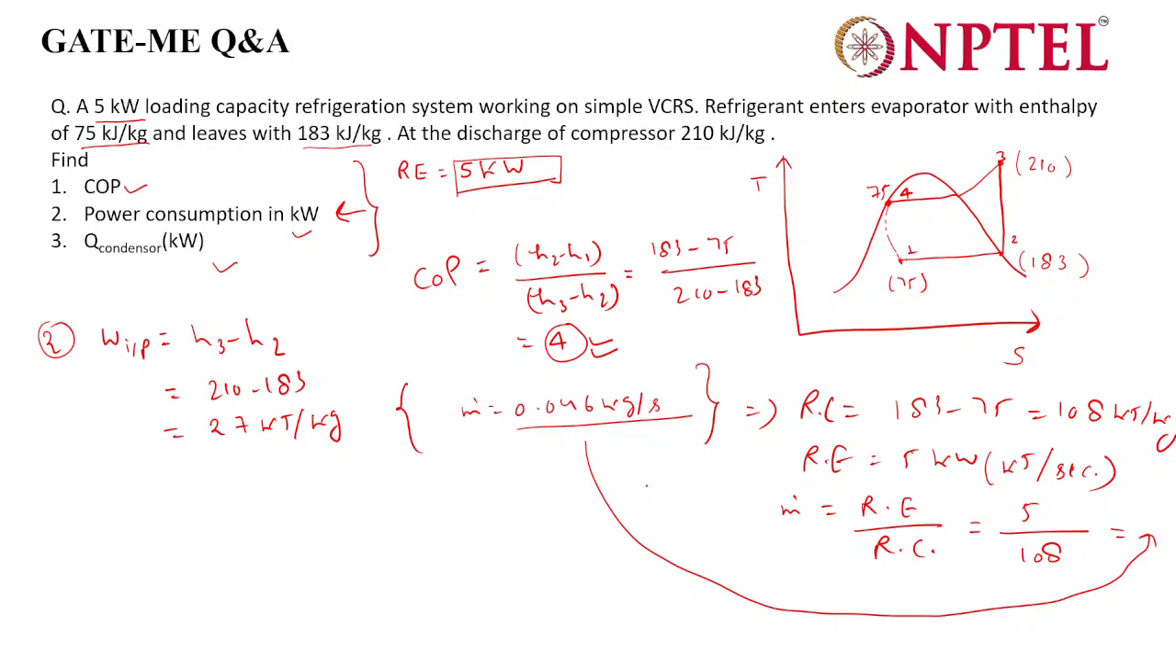Yes, sir. Okay, so from here you can get the mass flow rate, and third is the heat rejection in the condenser. So what is the heat rejection in the condenser? It is H3 minus H4, right?